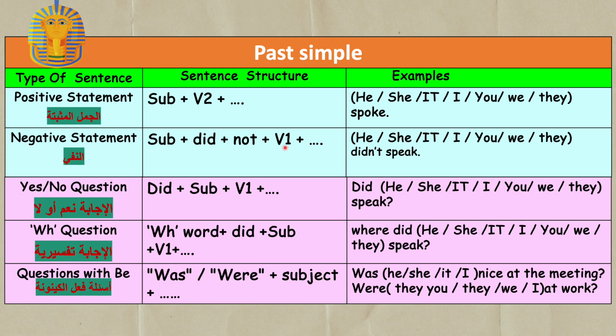Start the questions. Yes, no question. We start with did plus subject plus verb 1 and the rest of the sentence. WH question, we start with WH words, when, where, what, plus did plus subject and verb 1. Questions with be, we start with was or were plus subject and the rest of the sentence.